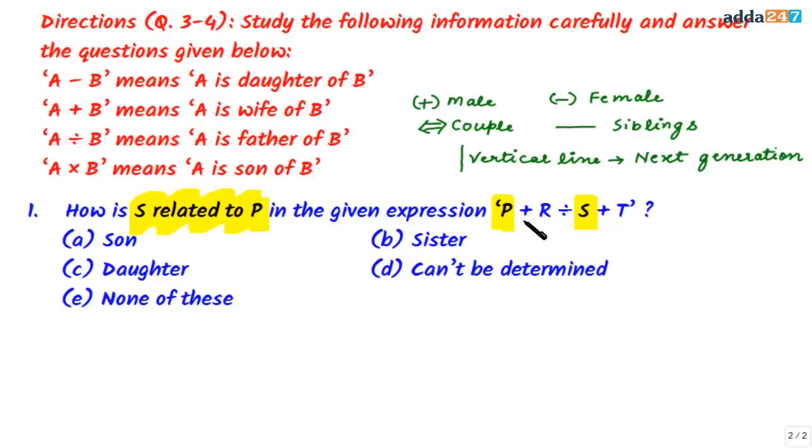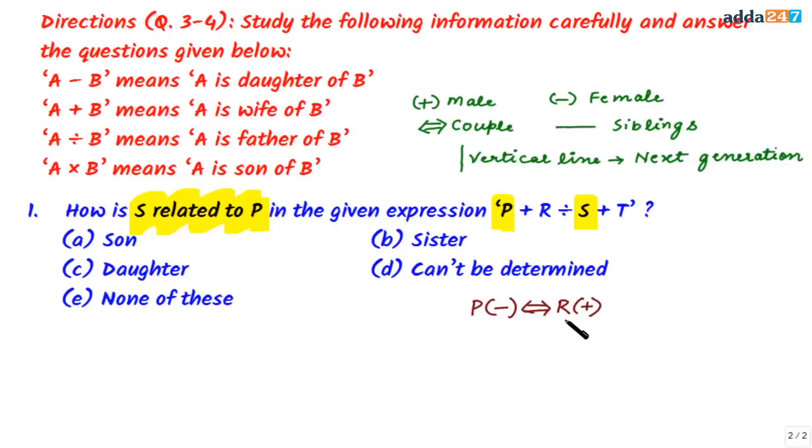First we have P plus R, and P plus R means P is the wife of R. So that means P is female and is wife of R. That means P and R form a couple, and R is male. Then R divided by S, that means R is the father of S. So R is the father of S.